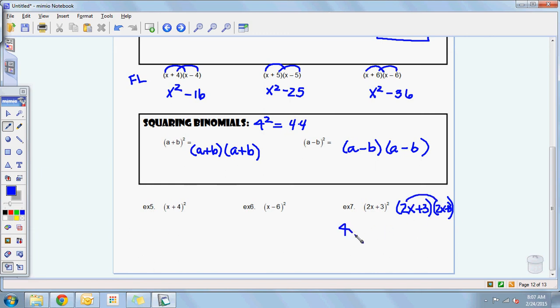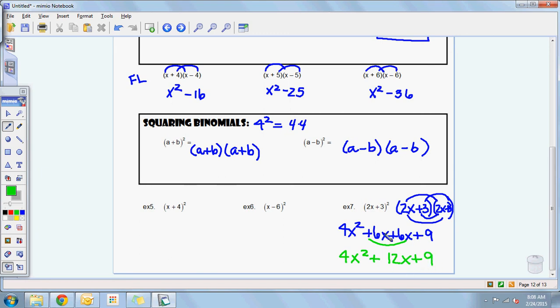So we have 4x squared. Outer would give me 6x. Inner would give me 6x. And last would give me 9. So we have to find those inner two terms and simplify. So we have 4x squared plus 12x plus 9.